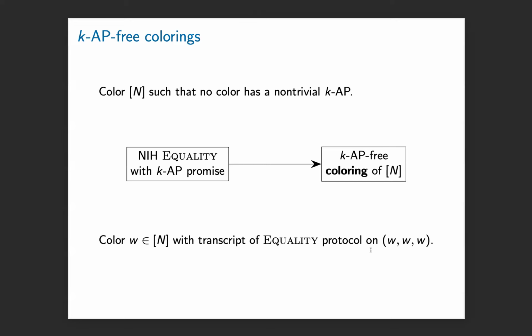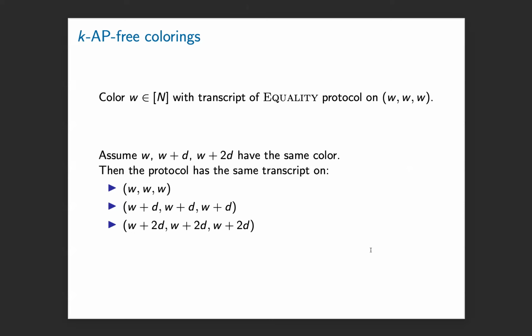In the other direction, you tend to have to do something a little more clever, but it's not too complicated. So we're going to start out by coloring each number between 0 and n with the transcript of this equality protocol when they are all equal, so on values w, w, w. So let's assume, for contradiction, that we have some three-term arithmetic progression, w, w plus d, w plus 2d, that has the same color. So the protocol then has the same transcript on all of these inputs.